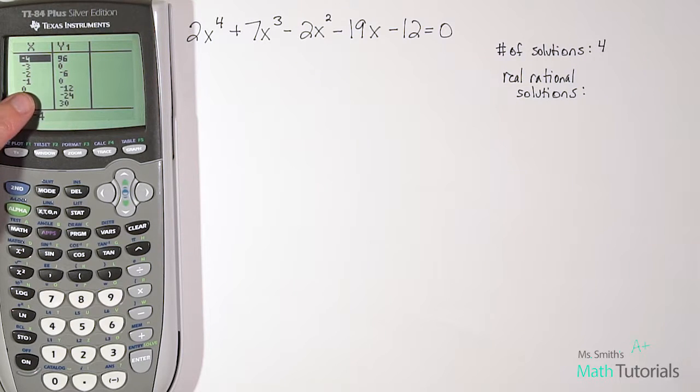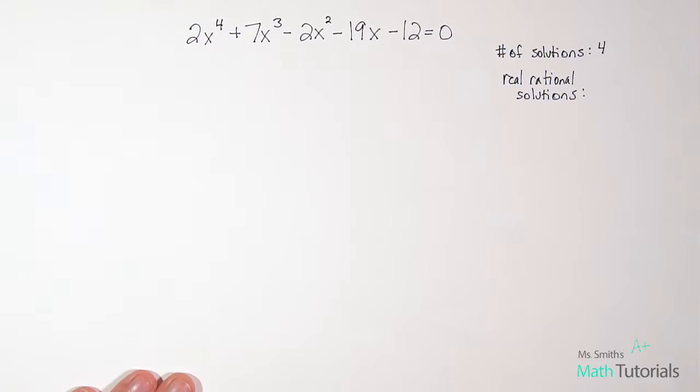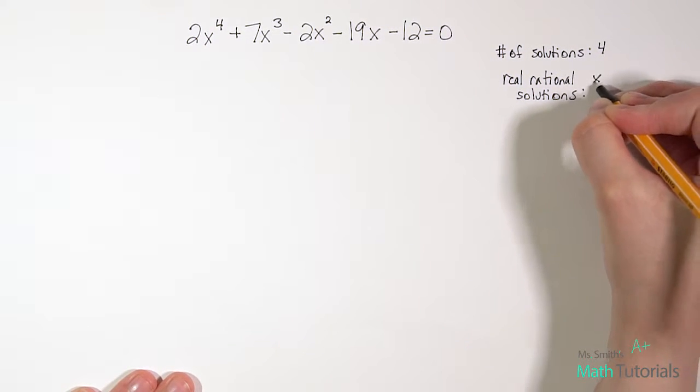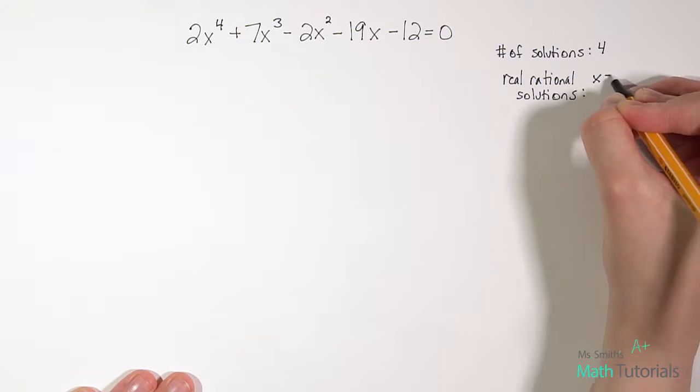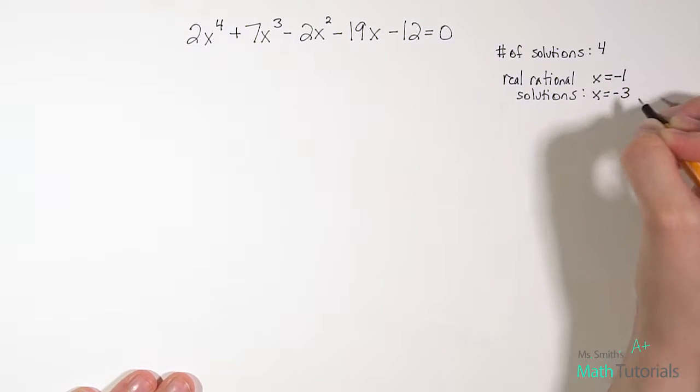Okay, there's 1, 0, which shows me a solution of negative 1. But then I have another 0, which shows me a solution of negative 3. So in this case, I have 2 real rational solutions. We would say that one of them is x equals negative 1, and the other one is x equals negative 3.